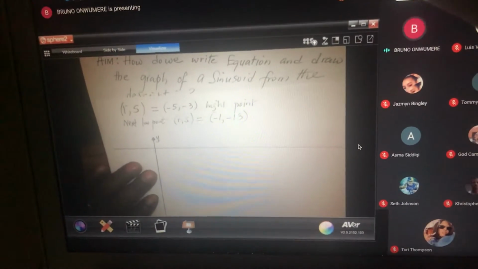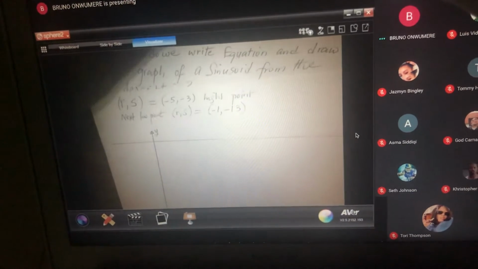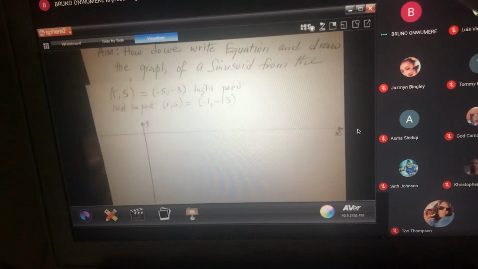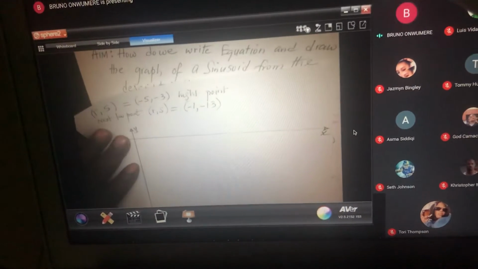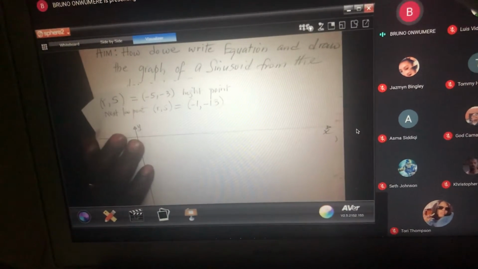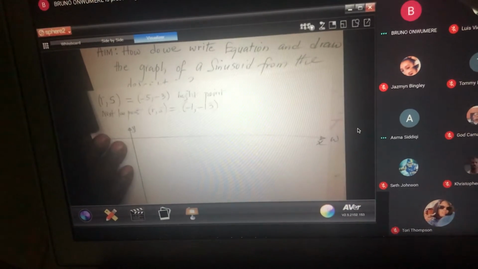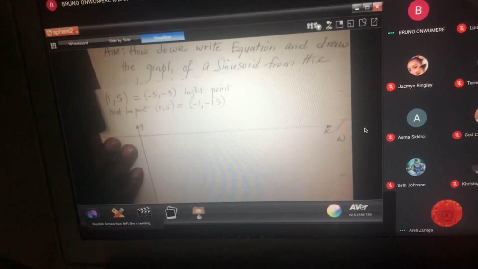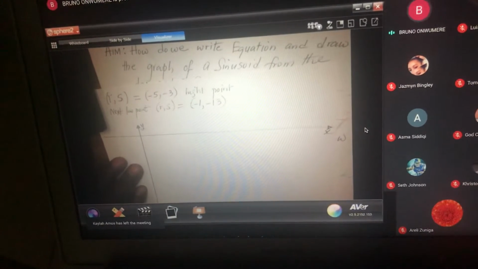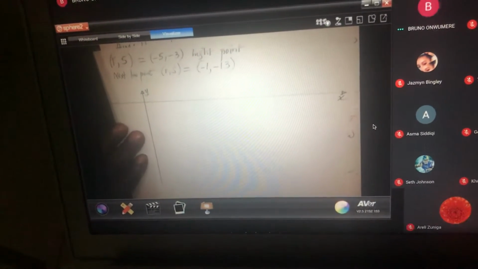Can everybody see the whole graph? No? Okay. You can see it now. Yes? You can see my X and my Y axis. Yes? Somebody talk to me. I can see it. Okay. You can see my X and my Y axis very clearly.